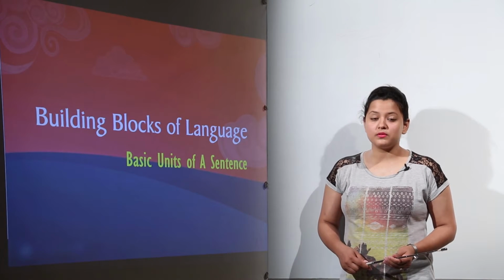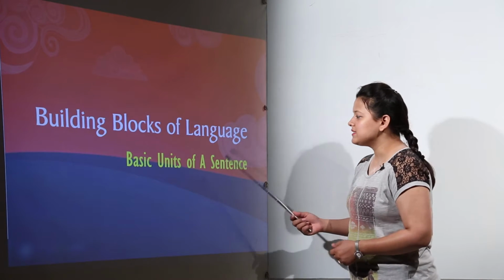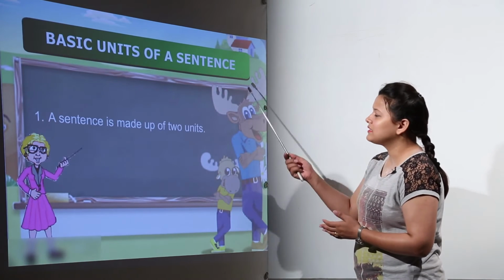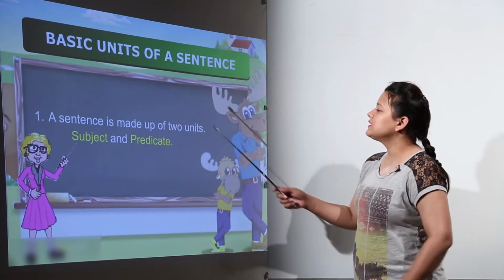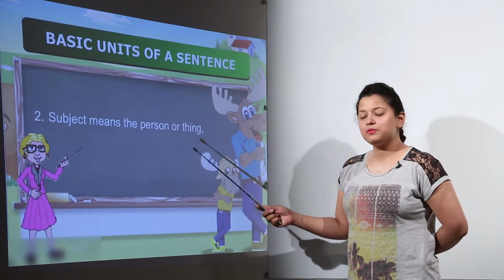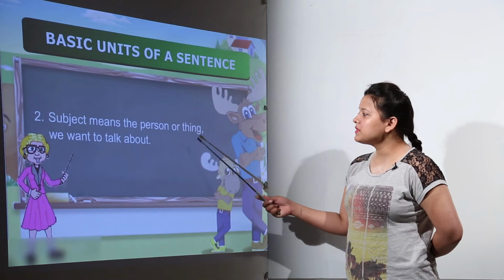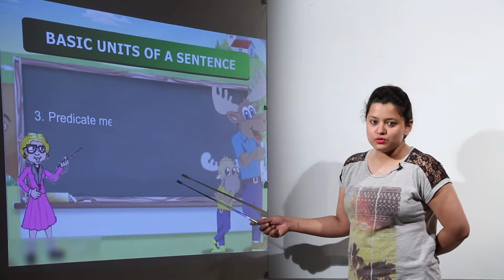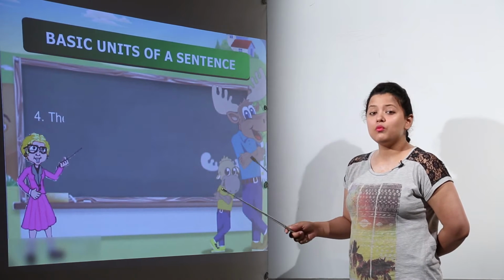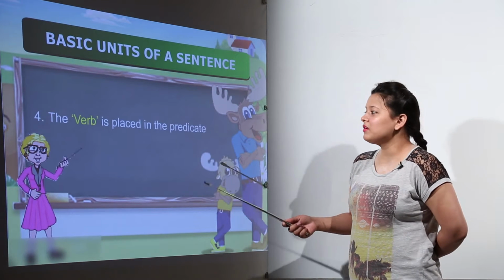Building blocks of language. It is about sentences. Do you know that grammar is majority about the sentence only? So a sentence is basically made up of two units, that is subject and predicate. The subject means the person or thing that we want to talk about, and predicate means what we say or what we want to talk about him or her.